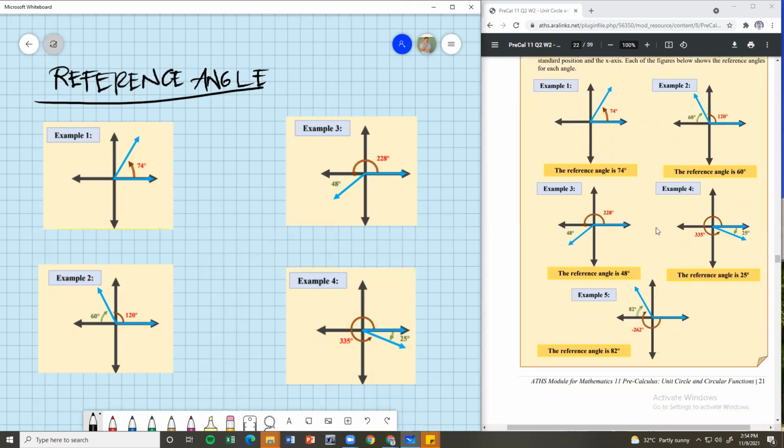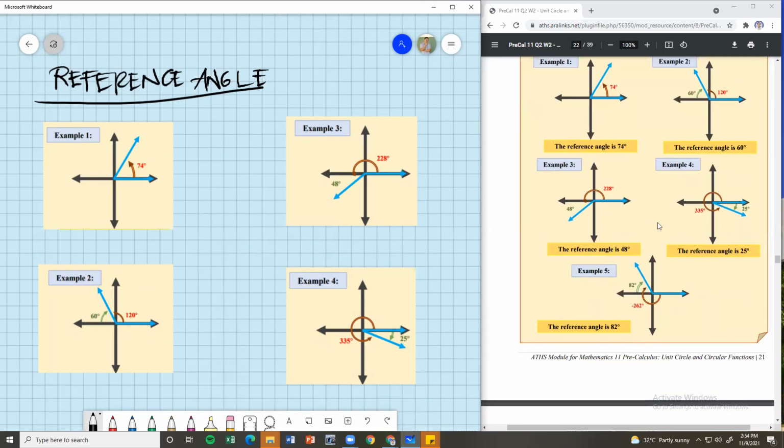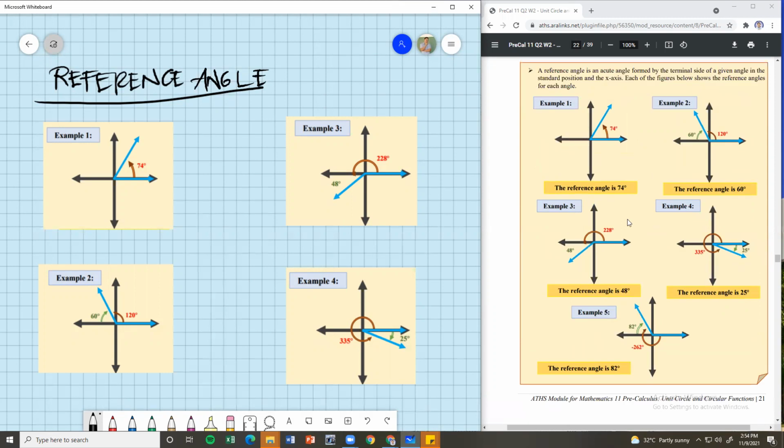Okay? Lagi lang siyang acute. Hindi siya pwedeng lumampas ng 90. Okay. Now, also, it is formed by the terminal side of the given angle in the standard position and the x-axis. Always, it's formed by the terminal side and the x-axis, wherever it is.